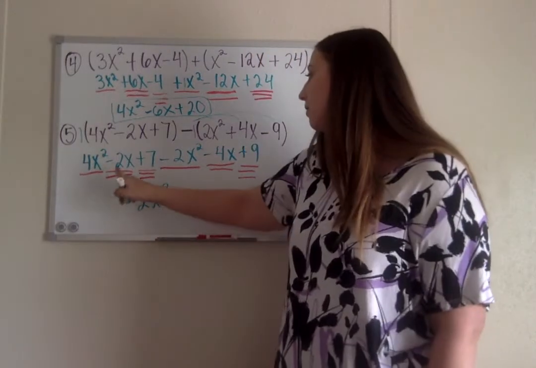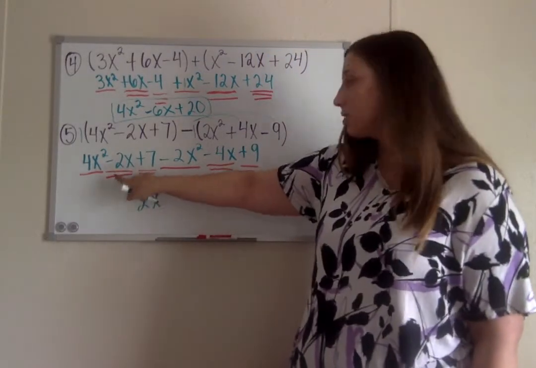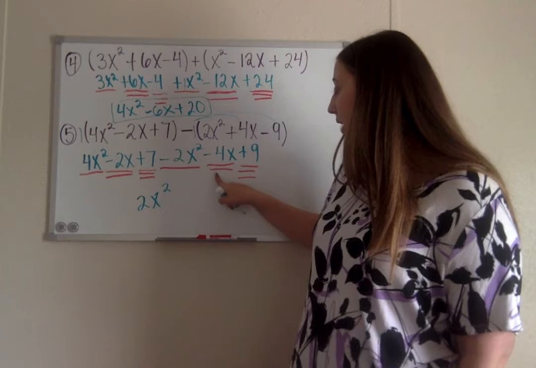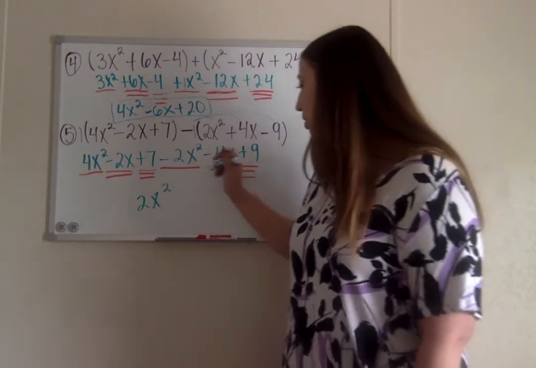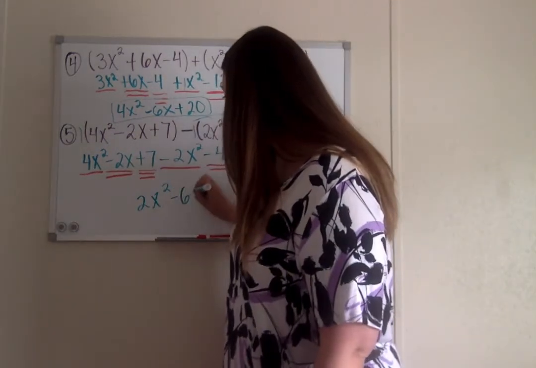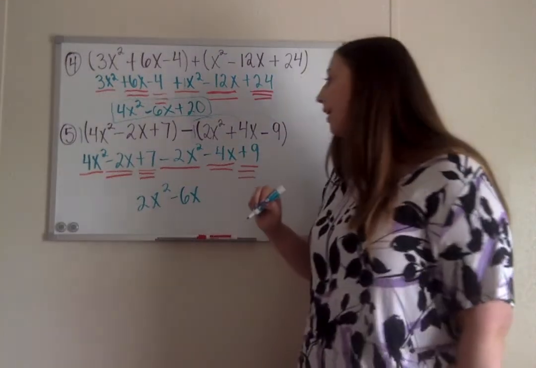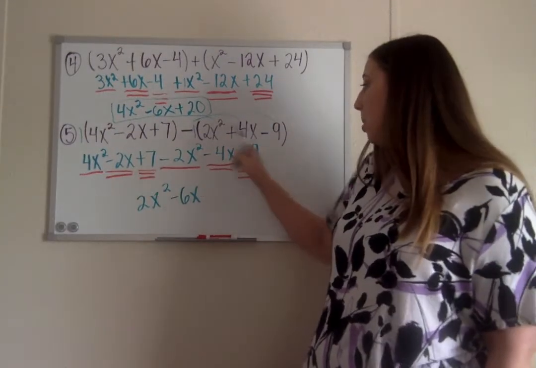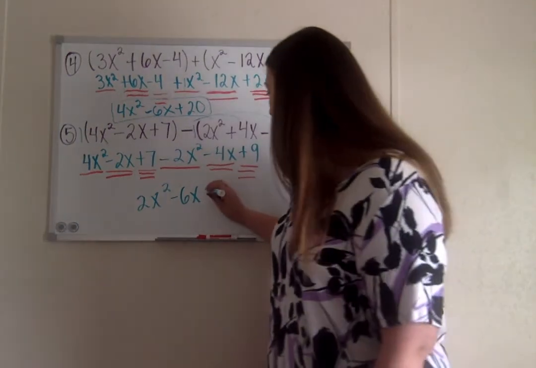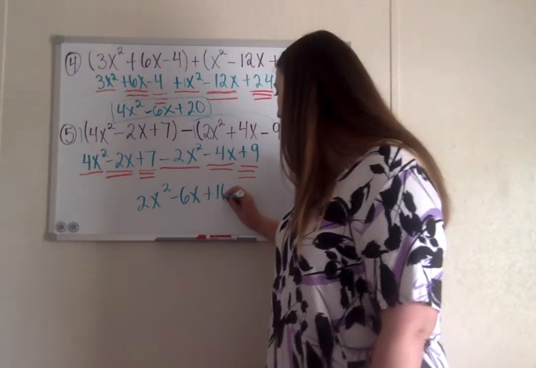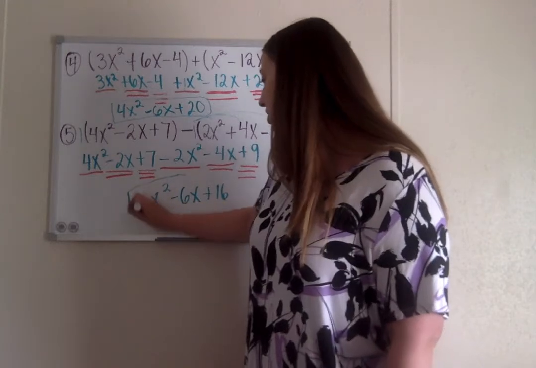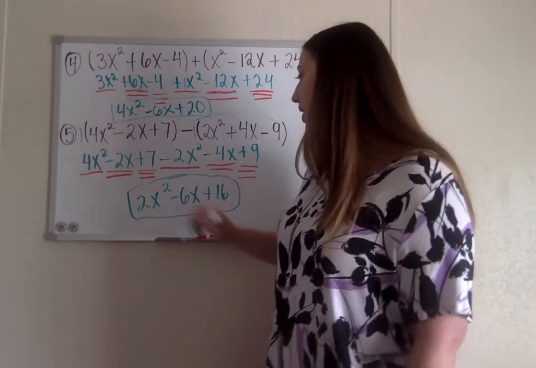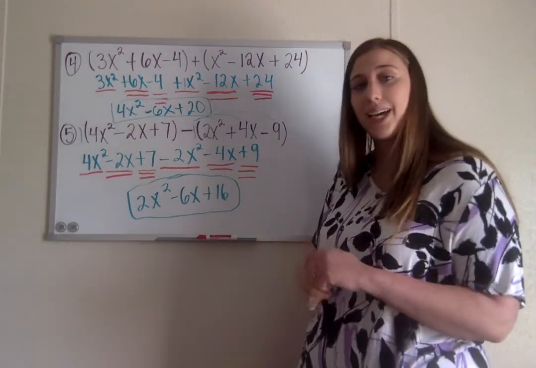Then we have minus 2x and minus 4x. So we're subtracting negative 2 minus 4. That gives us negative 6x. And then lastly, we still have our positive 7 plus 9. And that gives us 16. So again, there's our answer. That is as simple as we can write it. 2x squared minus 6x plus 16.